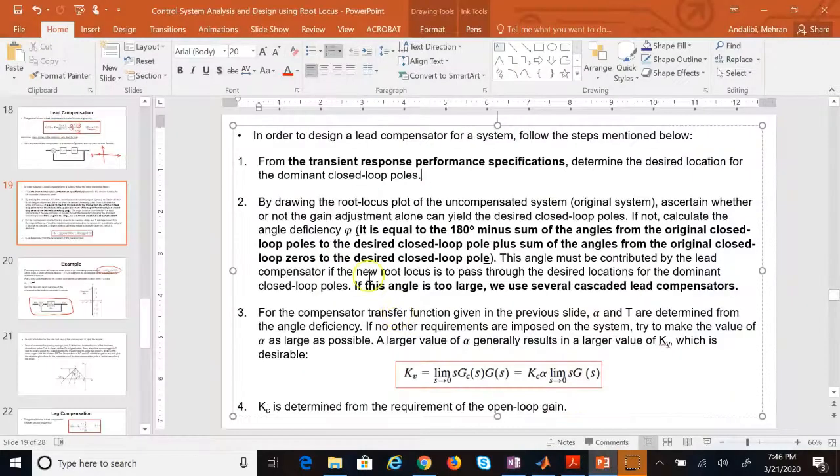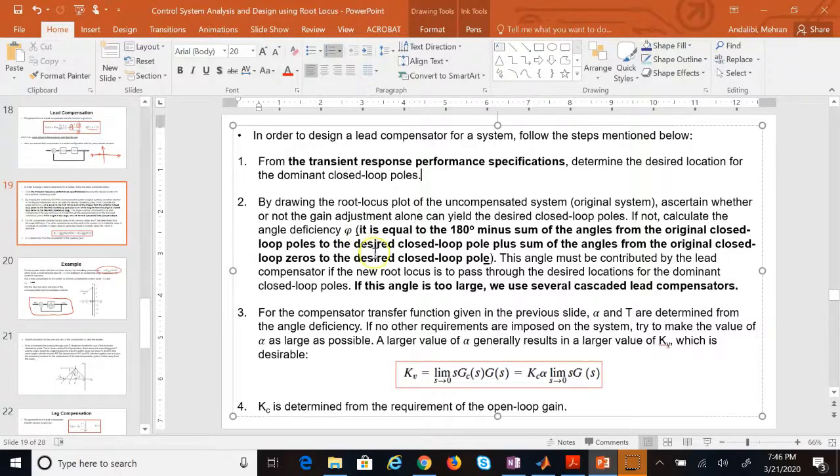What is step number 2? Step number 2 says, draw the root locus of the original system. Make sure the gain adjustment does not pass the root locus through the desired points. We just checked it, it's not going to happen. If it doesn't, then calculate the angle deficiency of the original system for the new poles, and that is the angle that the lead compensator has to contribute to force the new system to pass through these new poles.